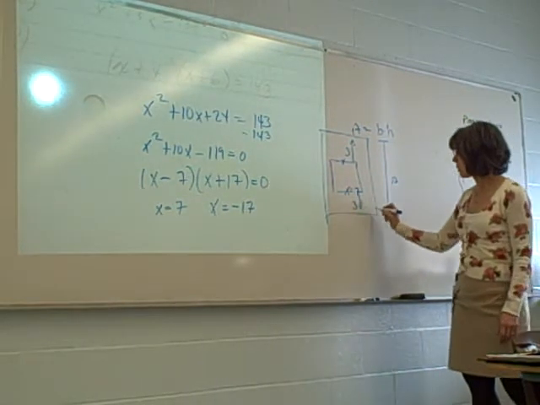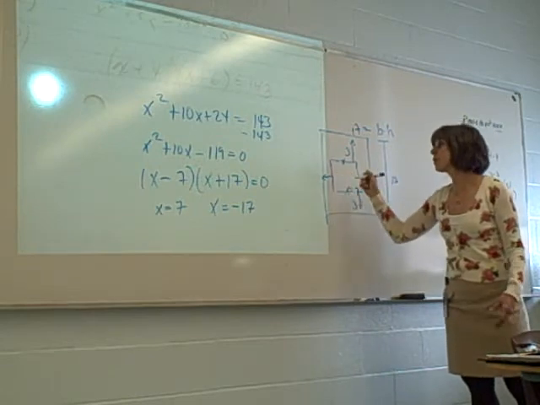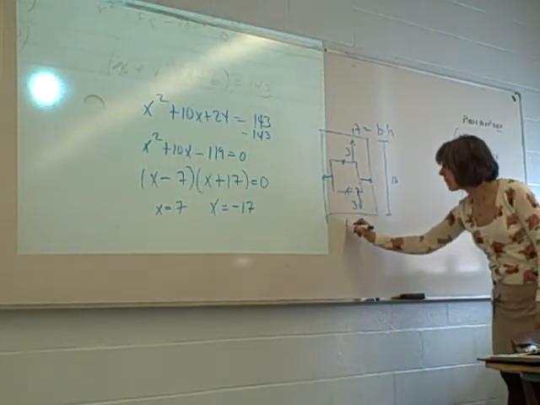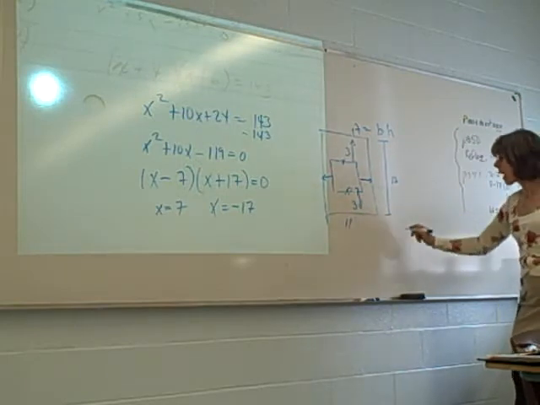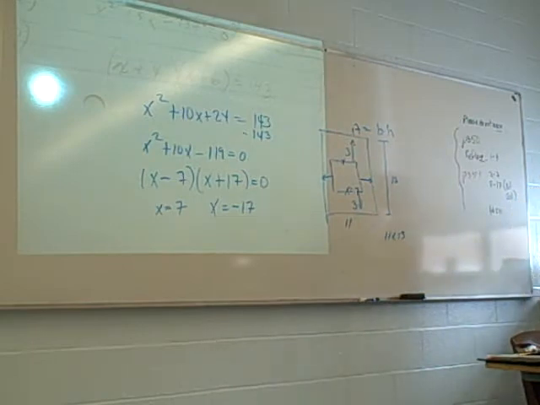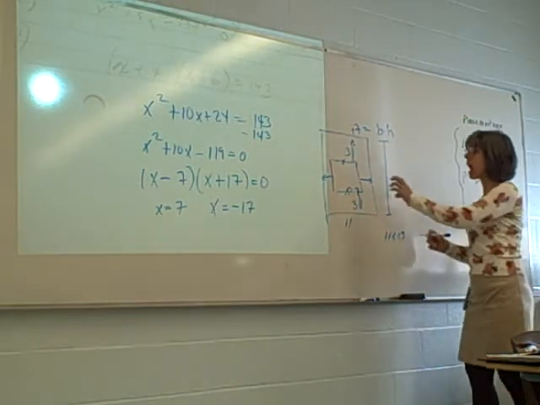And this was what? 2 and 2. So it's 4. 7 plus 4 is 11. So this dimension is 11. And so I have an 11 by 13 photo. How'd you get that 13? Wait. I knew the dimensions.